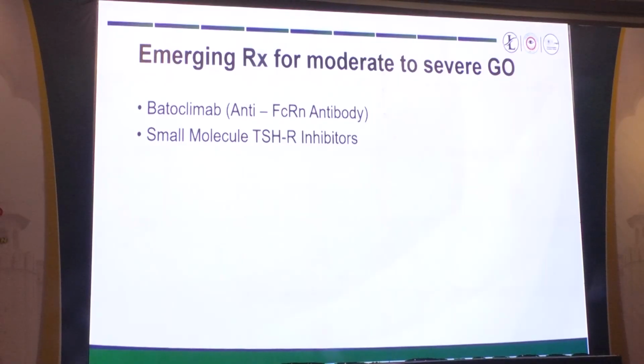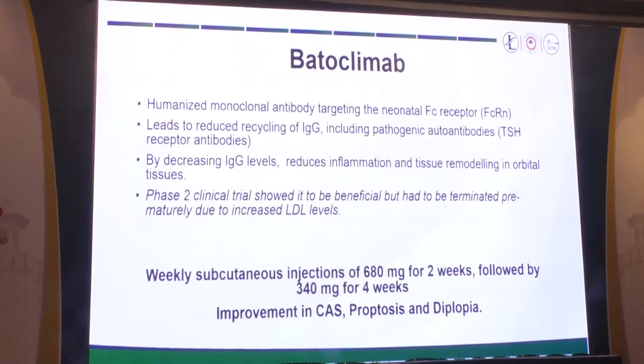The second line treatments that are new, due to paucity of time I'll be heading towards, are batoclimab and small molecule TSHR inhibitors. Batoclimab is a humanized monoclonal antibody targeting the neonatal Fc receptor and leads to reduced recycling of IgG, including pathogenic autoantibodies, the TSH receptor mediated antibodies. By decreasing IgG levels, it reduces inflammation and tissue remodeling in orbital tissues. The phase 2 clinical trial was terminated prematurely due to dyslipidemia. Weekly subcutaneous injections of 680 milligrams for 2 weeks, followed by 340 milligrams for 4 weeks. There has been improvement documented. However, still over the horizon.